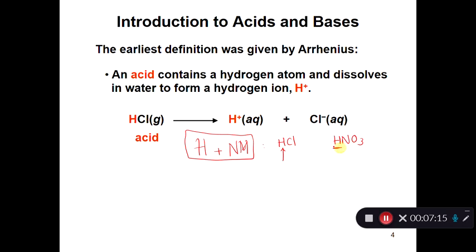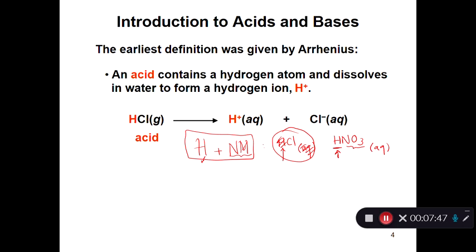We start with hydrogen and then a group of nonmetals. So we call it an acid. All acids dissolve in water, so we use this notation, aqueous. Acids have two types of notation to represent them: H at the beginning and aqueous as the state of matter.